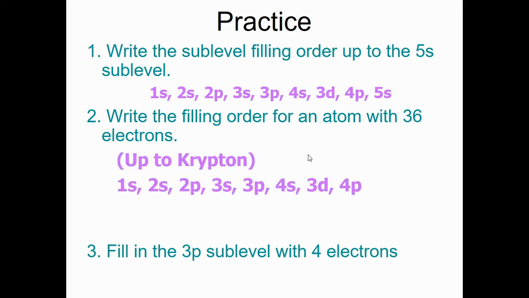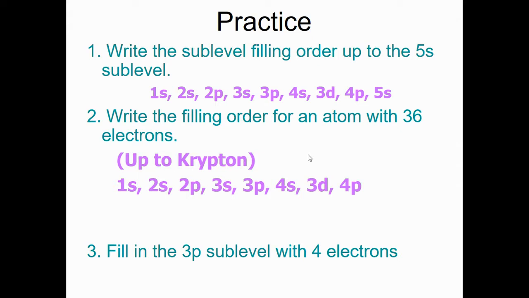Okay, welcome back. This is what you should have come up with. 1s, that finishes the first row. Then you go through the 2s, 2p. Now you're done with the second row. Then you go 3s, 3p, 4s, 3d, because you're going across that d block, and we labeled that a 3d. And krypton is in the 4p.